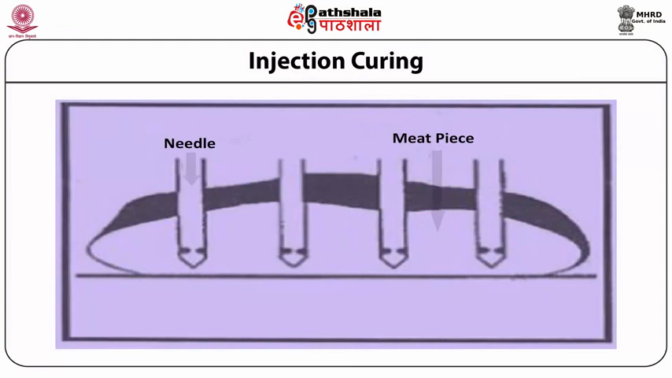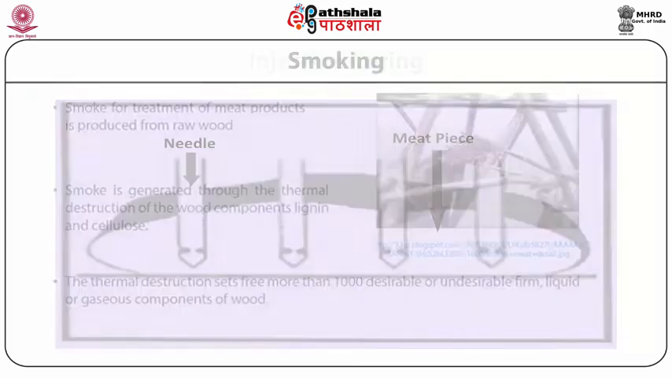At the industrial level, semi-automatic multi-needle brine injectors are used for wet curing. This gives rapid penetration of cure into meat and less spoilage and shrinkage, but it is also not conducive to development of typical flavor, aroma, and texture.